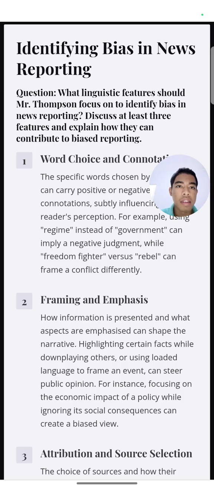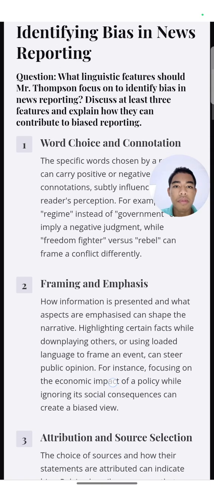Identifying bias in news reporting. Question: what linguistic features should Mr. Thompson focus on to identify bias in news reporting? Discuss at least three features and explain how they can contribute to biased reporting.